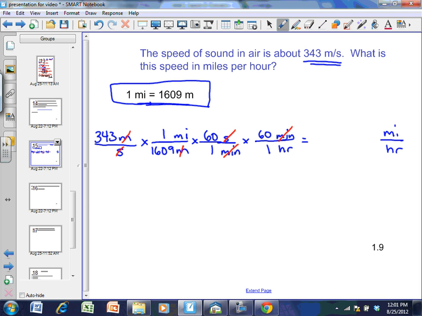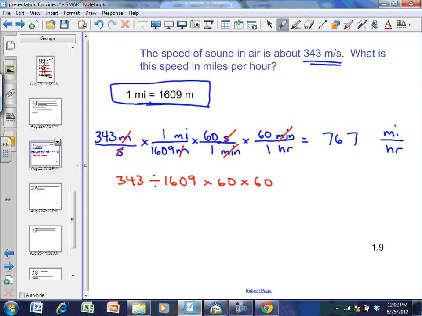So what do I type on my calculator? I type in 343 divided by 1609 times 60 times 60. And I will get a speed of 767 miles per hour. So that is the speed of sound in miles per hour.